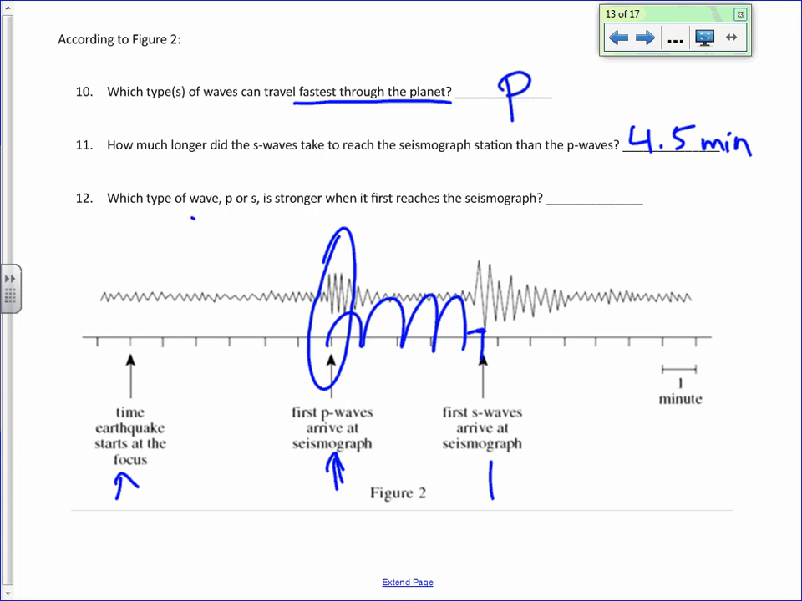Which type of wave, P or S, is stronger when it reaches the seismograph? I said S waves are stronger for the fact that when it reaches the seismograph, it has more amplitude. Yeah, so the amplitude is higher for these. The amplitude is higher on these waves. It goes all the way from here to here, whereas the P waves only go from there to there. All right, so the S waves are the stronger waves. Fantastic.